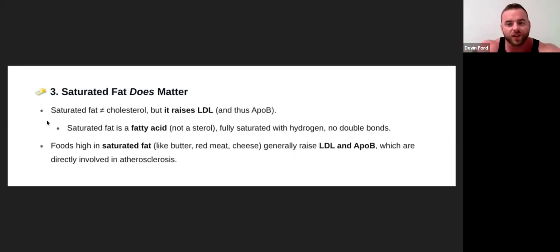Now, we're going to see how all this comes together soon, but saturated fat does matter when it comes to blood cholesterol. Saturated fat doesn't equal cholesterol, but it raises LDL and thus ApoB. LDL stands for low density lipoprotein. Foods high in saturated fat, so think butter, red meat, cheese, generally raise LDL and ApoB, which are directly involved in atherosclerosis, which is the thing that basically kills you in time when it comes to cardiovascular disease.